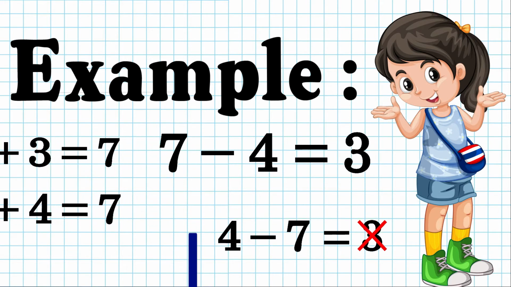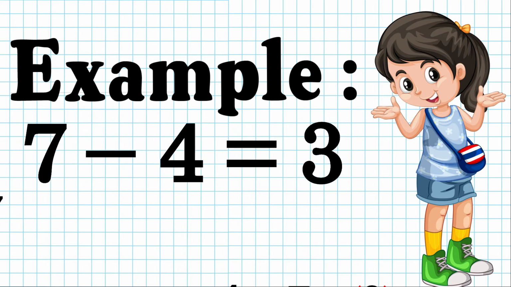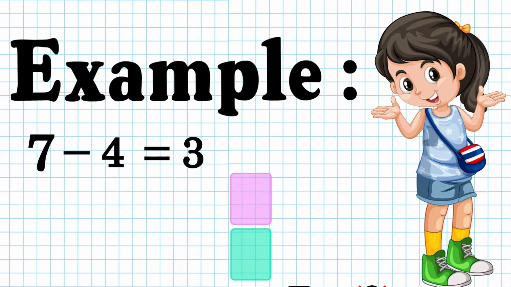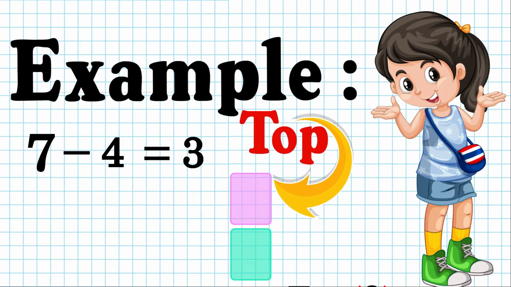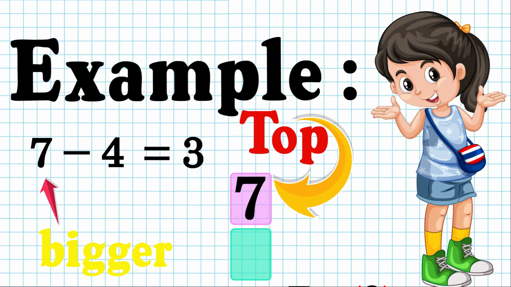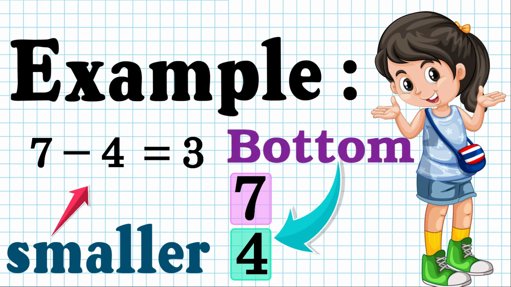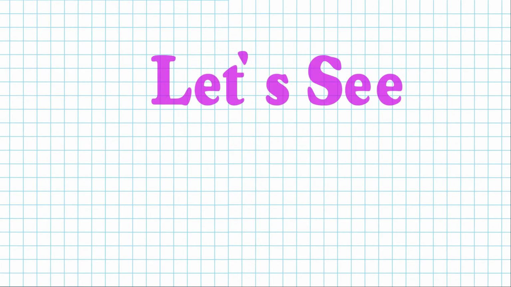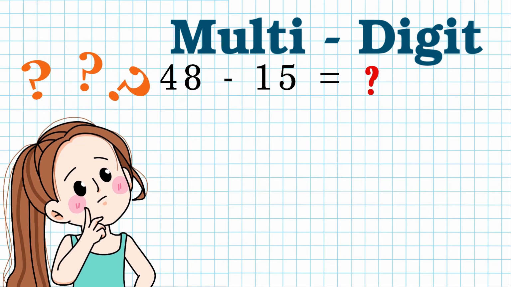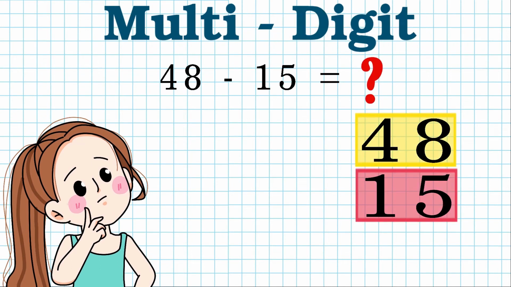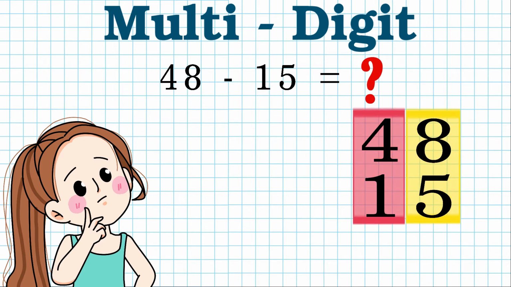So, when writing it vertically, we need to remember that the number you are subtracting from is written on the top and the number you are subtracting is written below. The bigger number always goes on top and the smaller at the bottom. Okay, let's see some multi-digit numbers and see how we can solve them. The rules to stack them vertically remain the same as addition. Yes, we will stack them vertically, keeping the same place value numbers in the same column.